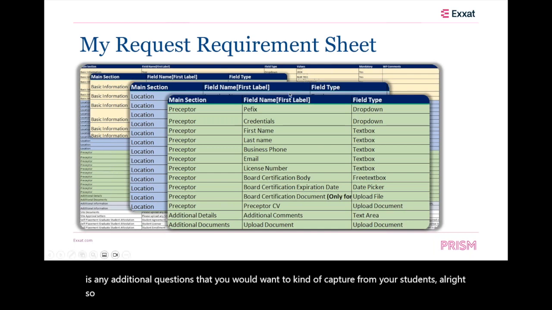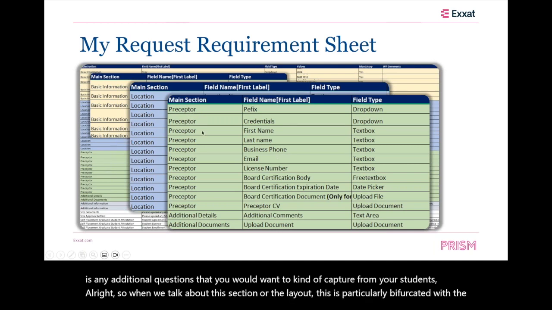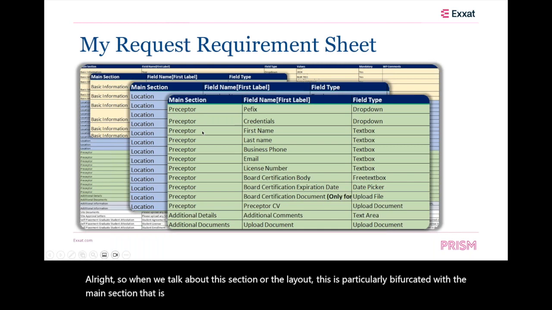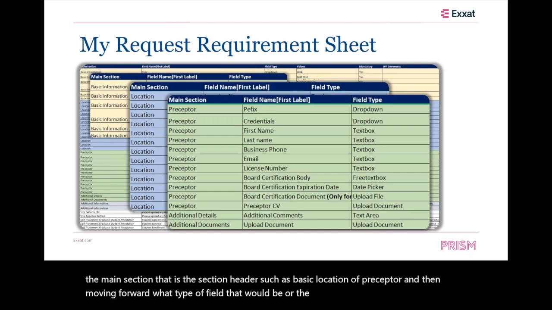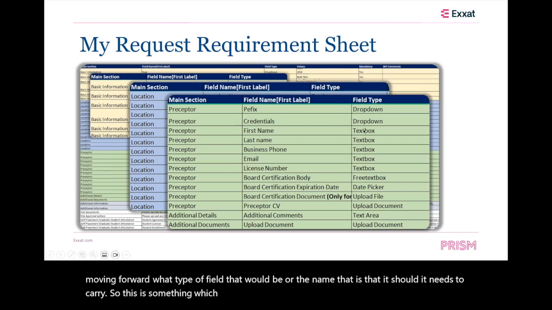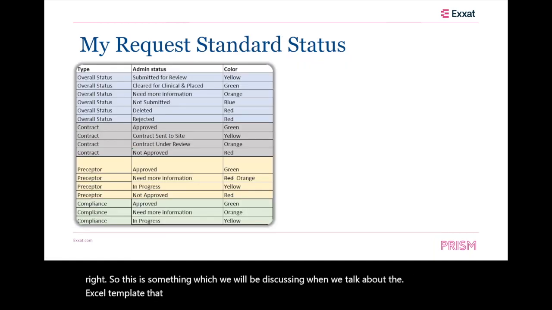This layout is particularly bifurcated with the main section, that is the section header, such as basic, location, or preceptor. And then, moving forward, what type of field it would be, or the name that it needs to carry, right? This is something we'll be discussing when we talk about the Excel template that we'll be sharing with you. All right.